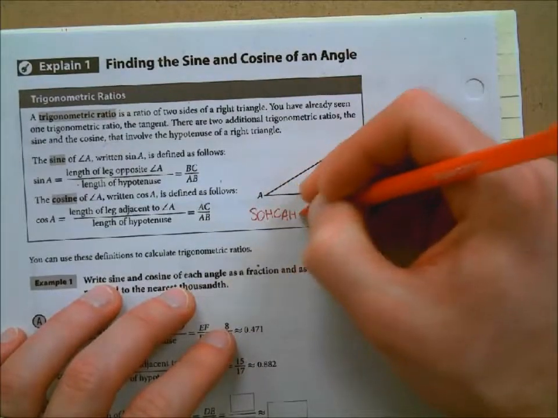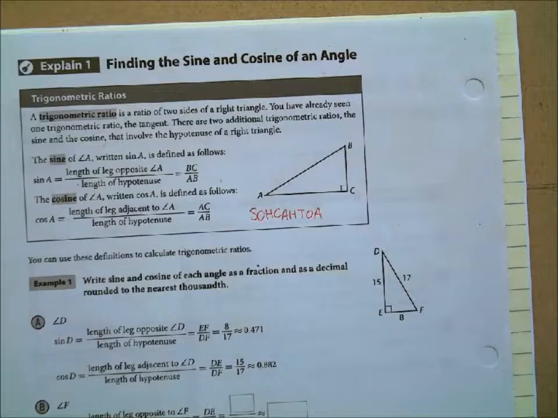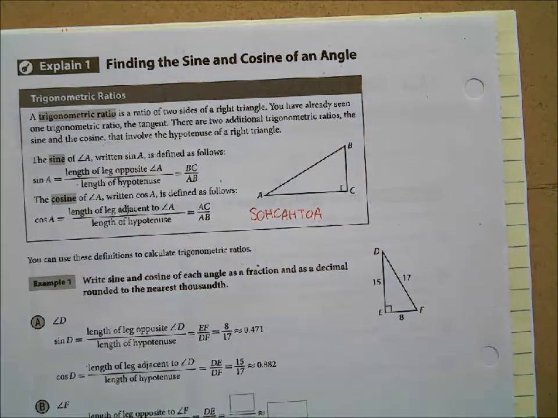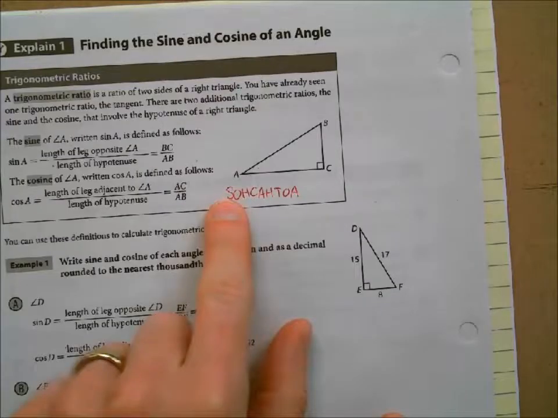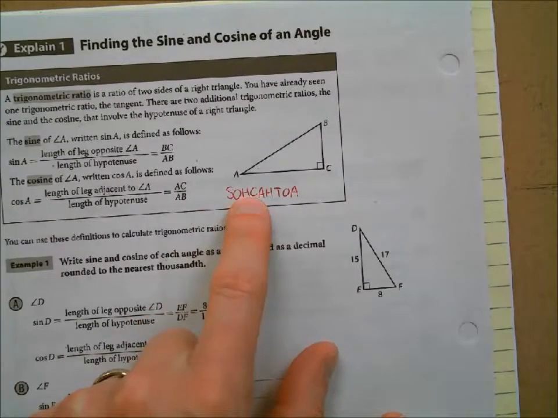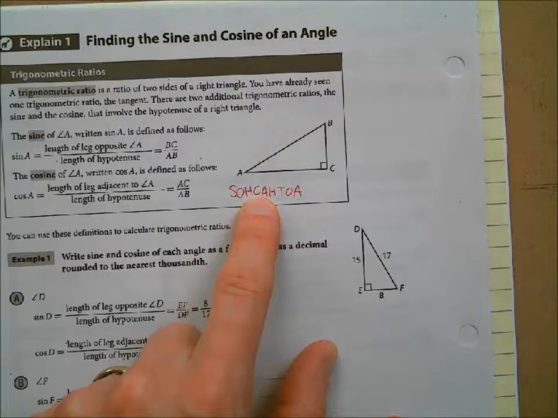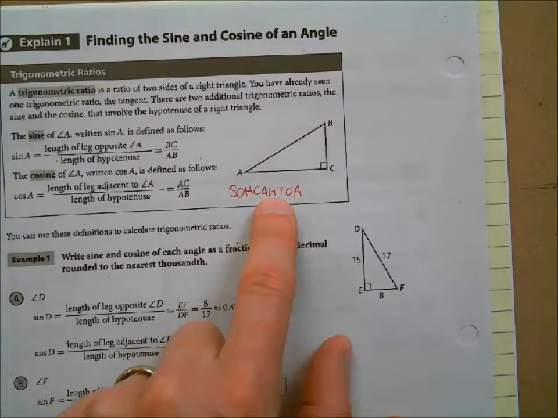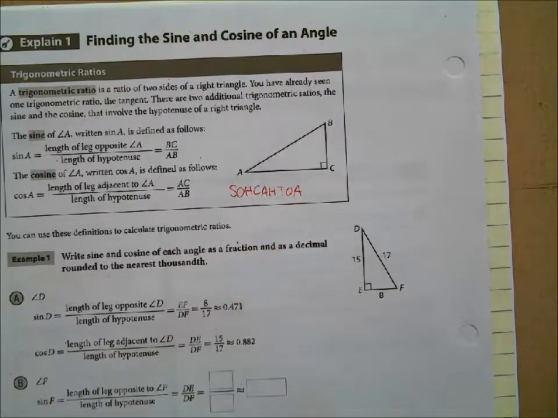Putting those all together, we have this mnemonic device, SOHCAHTOA. That mnemonic device can help you remember the different trigonometric ratios. Sine is the opposite leg over the hypotenuse. Cosine is the adjacent leg over the hypotenuse. And tangent is the opposite leg over the adjacent leg.